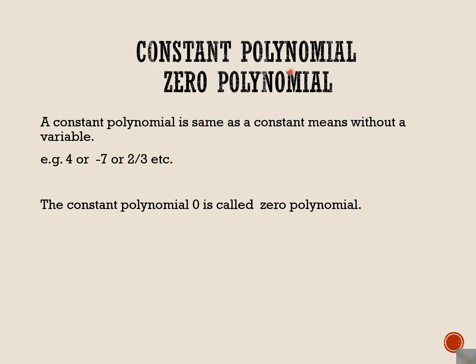Constant polynomial, zero polynomial. So we are going to understand what a constant polynomial is and what a zero polynomial is. A constant polynomial is the same as a constant, meaning without any variable. Here are a few examples: 4, minus 7, or 2 by 3. These are all examples of constant polynomials. There is a special kind of constant polynomial, 0. The constant polynomial 0 is called the zero polynomial. So this is a special type of constant polynomial.